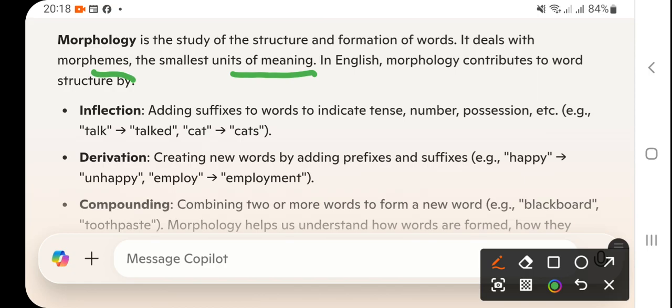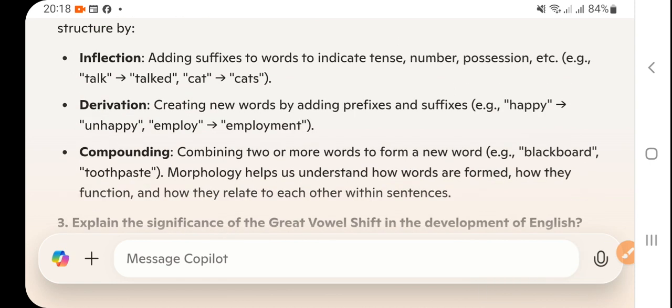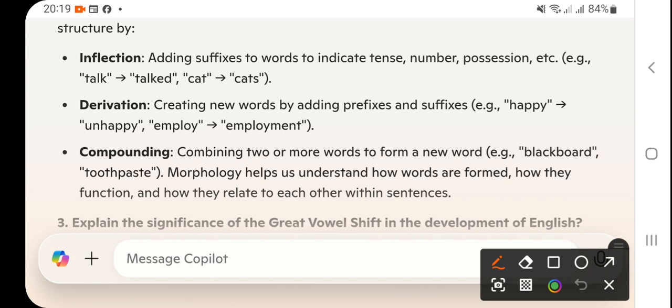In English, how does morphology contribute to word structure? Through inflection, which we discussed in the class: adding suffixes to words to indicate tense, number, possession, etc. Suffixes come after the word. The main word is talk or cat, so talked and cats, but the grammatical position does not change in inflection. Cat remains a noun.